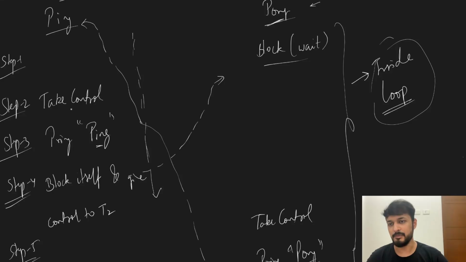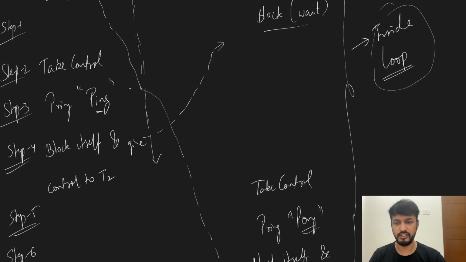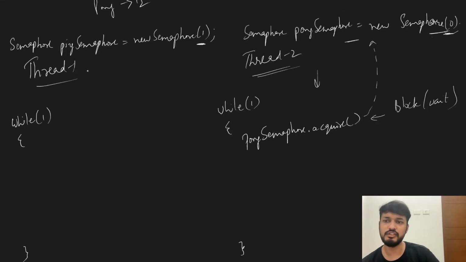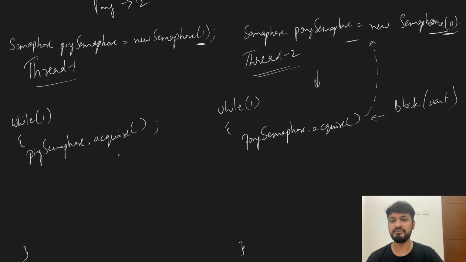What is our second step? Second step is for T1 to take control of this complete program. Along with Pong semaphore, we also have ping semaphore here. What if I write ping semaphore dot acquire? If we write this, will this work? Yes, this will work. Why?